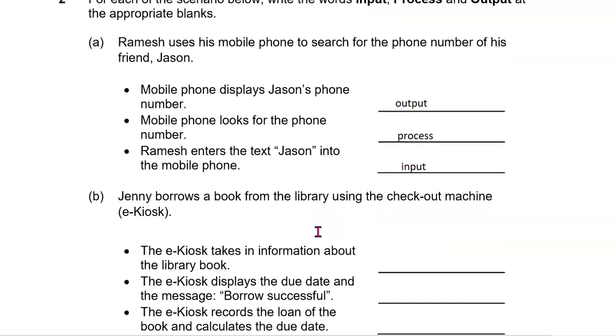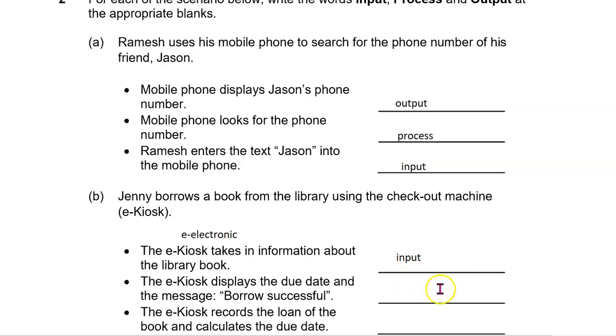Okay, for the next scenario, Jenny borrows a book from the library using the checkout machine or the kiosk. So the e-kiosk, the E stands for electronic. Okay, so let me write down E stands for electronic. You can also write down on your workbook. Okay, so the e-kiosk takes in information about the library book. So to take in information about the library book, it is to accept data from the user.